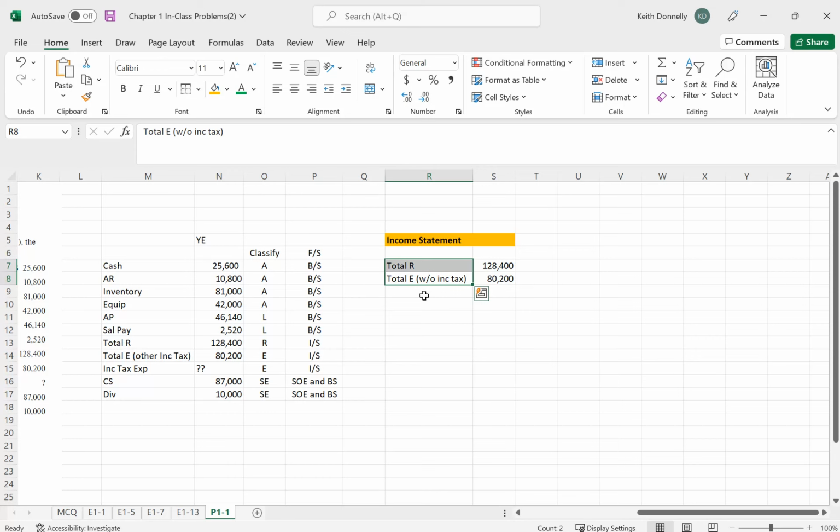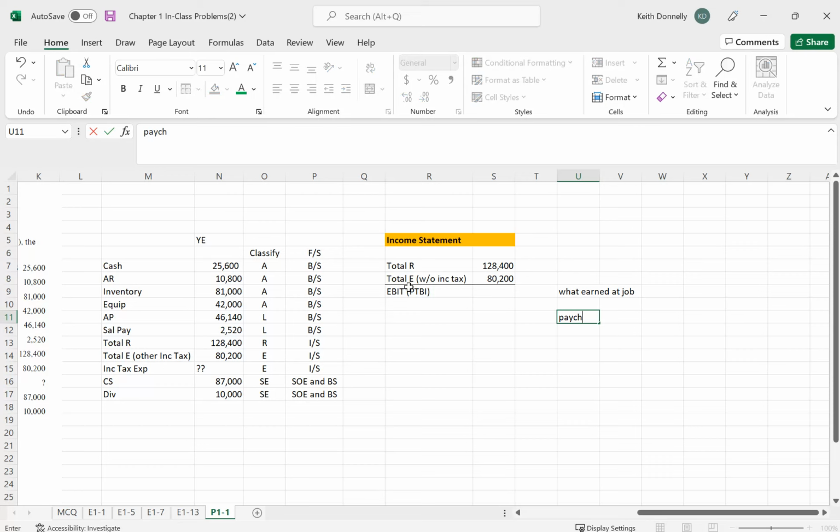And then I'm going to unbold these just to keep it simple here. That's going to get us our EBIT, our earnings before income taxes. Sometimes this is called PTBI, pre-tax book income. This is like what you earned at your job versus your paycheck, what your actual take-home pay is. In between, you have taxes. So we have our PTBI here, our pre-tax book income of our total revenues minus our total expenses of 48,200.